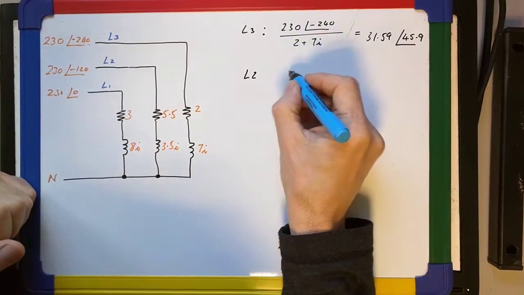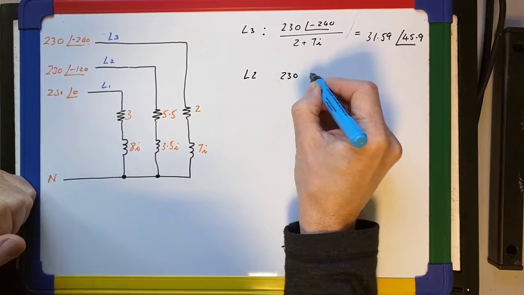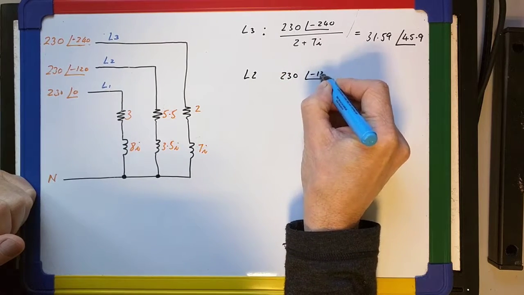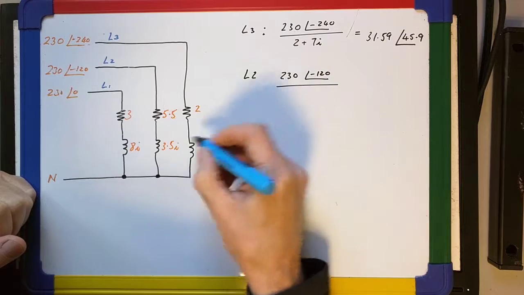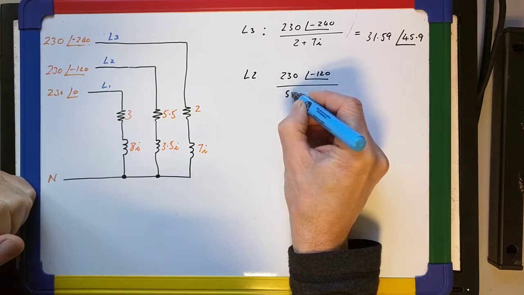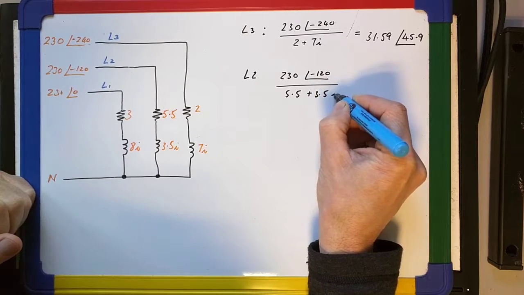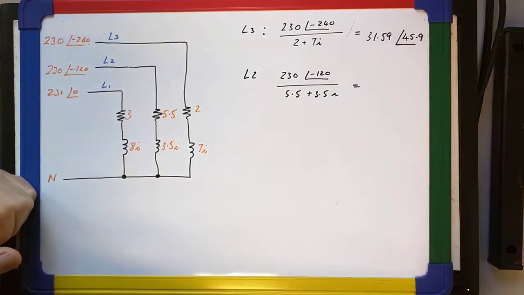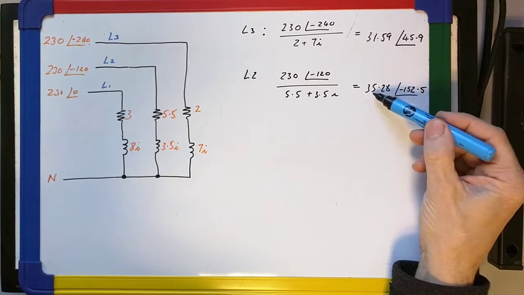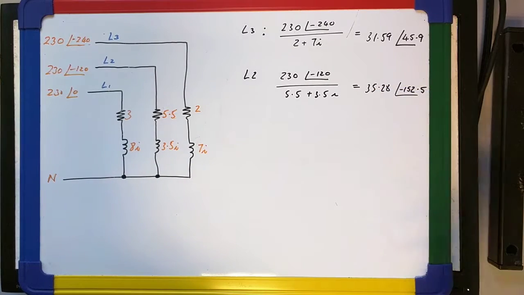Just roll through the other three in the same way. So live 2 is 230 volts, this time at minus 120. The impedance being 5.5 plus 3.5i. And that gives us a current of 35.28 amps at minus 152.5.